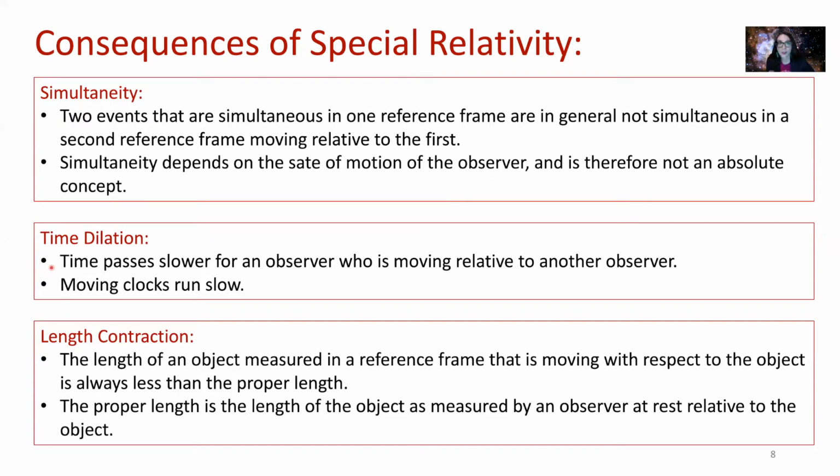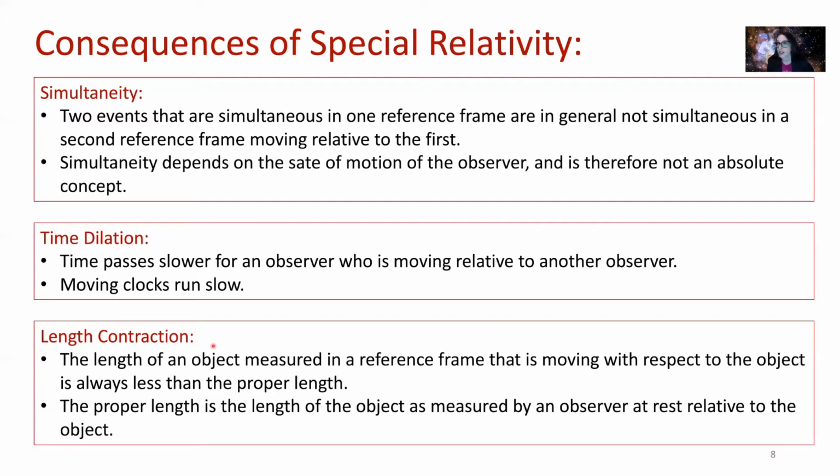Another consequence of special relativity is time dilation. In time dilation, time passes slower for an observer who is moving relative to another. So sometimes we say this as moving clocks run slow. In my frame of reference, I'm going to see that event take place over some time period. But for you, because you are moving very close to the speed of light, you're going to see that event unfold over a much longer time. It's going to take longer in your frame of reference for that same event to occur. So that's what this means here.